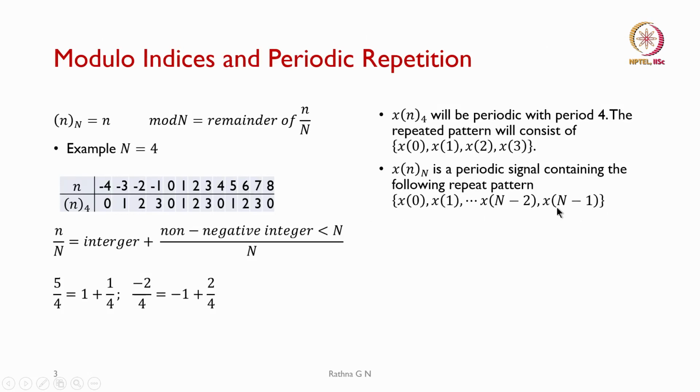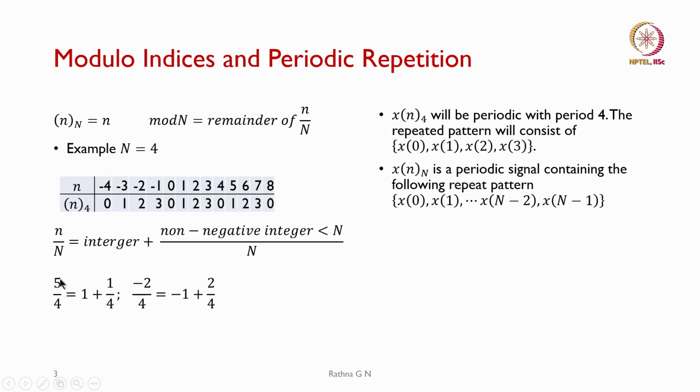N is usually taken as a power of 2. As we have seen in the example, N is equal to 4, and we have seen the repetition that happens. We will see it visually here. n is going to vary from minus 4 to 8 as the long sample that we have taken, and then small n is going to repeat after 4, that is 0, 1, 2, 3, and then later on again 0, 1, 2, 3 and 0, 1, 2, 3 and then the last one is 0. So, we say that n by N is nothing but an integer plus a non-negative integer which is less than N, divided by N.